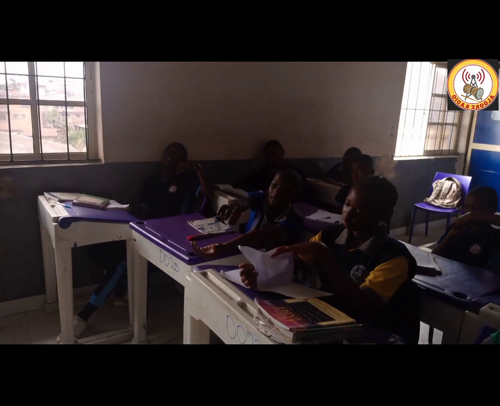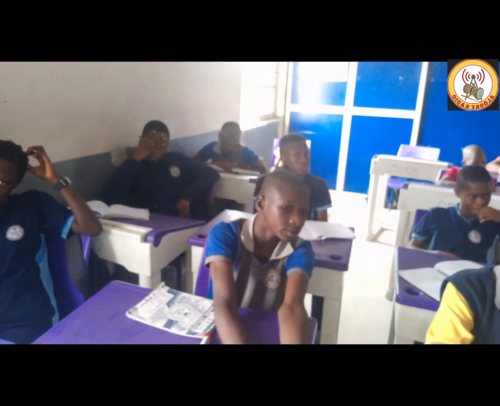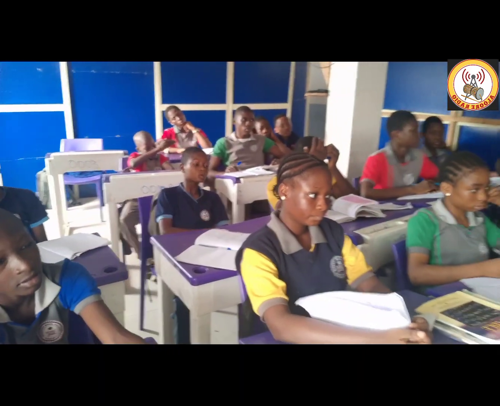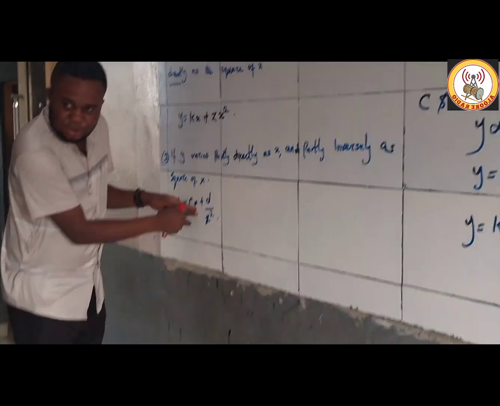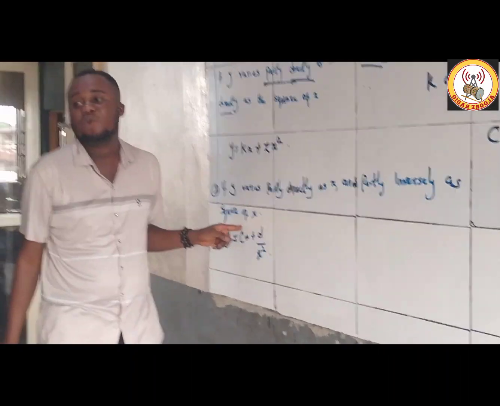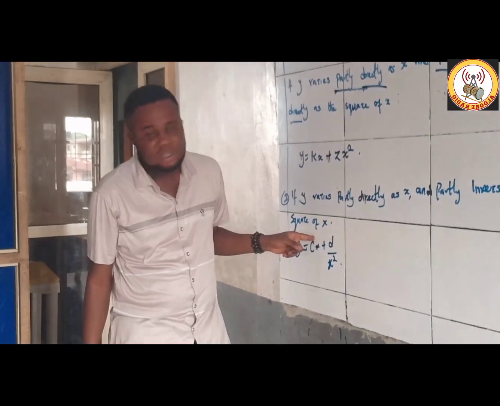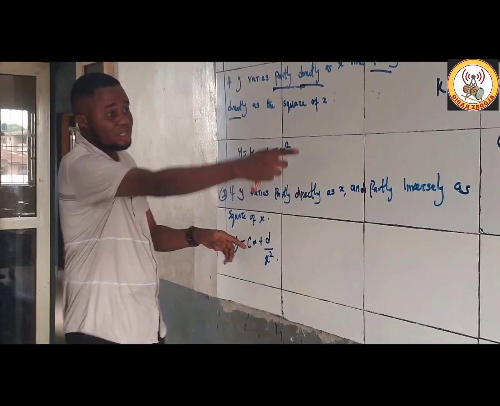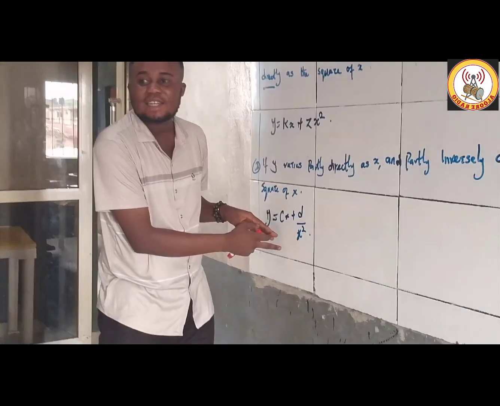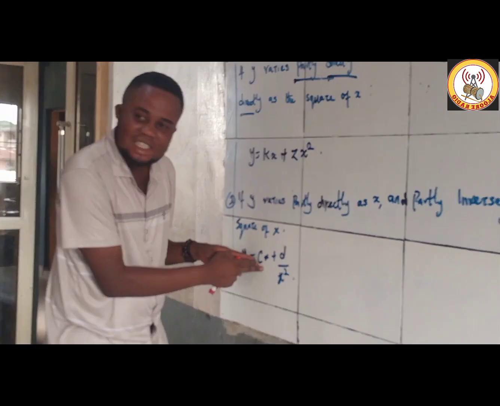So this is partly directly and partly inversely. You know how you do your direct variation, right? Plus your inverse variation. This Y is partly direct as X. We choose the constants we are convenient with. We choose C and D. So our first constant was C, right? That was Y varies directly as X, and our C is the constant.